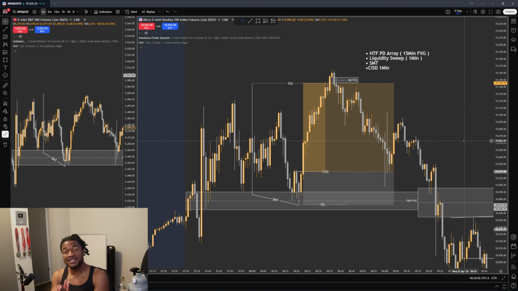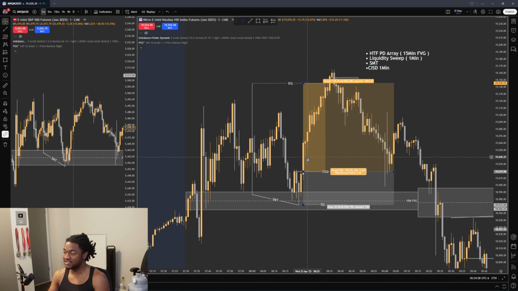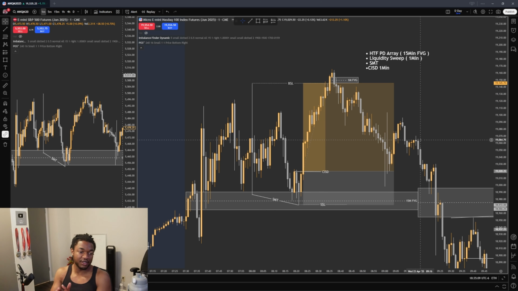Okay, for Wednesday, this was the trade that happened here. We didn't end up taking this trade only because before the change of state of delivery did happen, the candle did close all the way up here, so we did not have any opportunity for an entry. But let's go through it anyways.